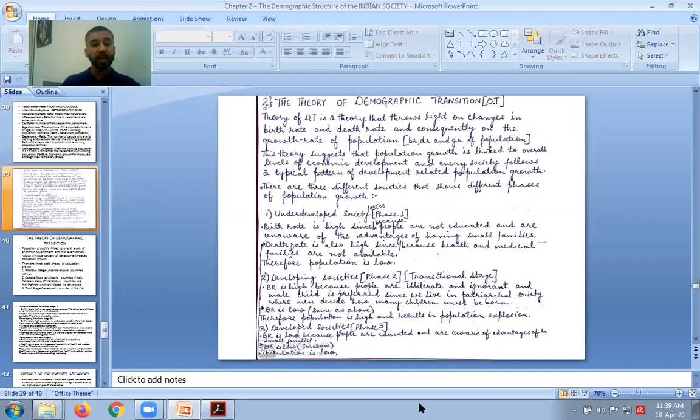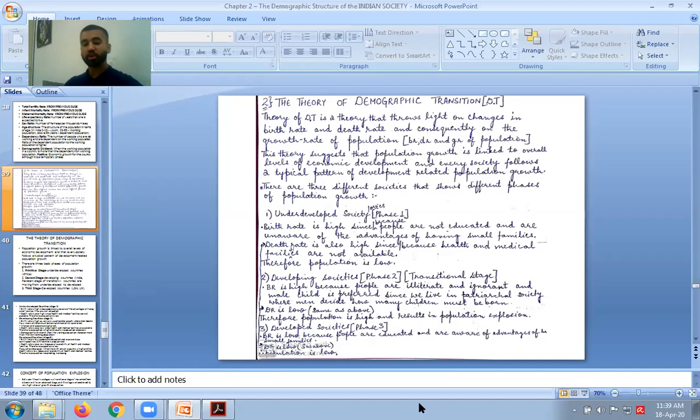Now, why is birth rate high? Because people are not educated. They are unaware of the advantages of having small families. So they are not educated, and they don't even care about keeping their families within certain limits in terms of numbers. So their families are always huge, their families have a large number of members in them. So because of uneducated people, the birth rate is high in underdeveloped societies.